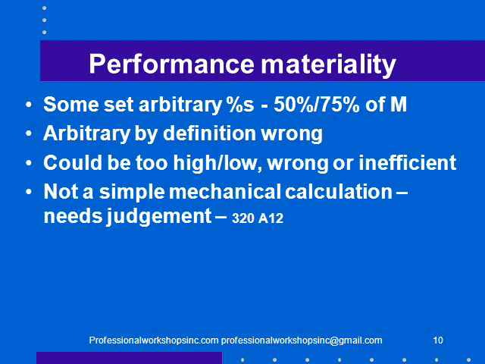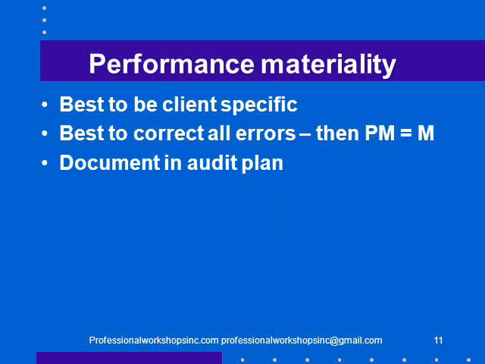Some people set performance materiality arbitrarily by a percentage, 50%, 75% of materiality. And anything that's arbitrary is by definition wrong. It could be too high and wrong, or too low and inefficient. And besides that, professional standards tell us that it's not a simple mechanical calculation, and it needs judgment by the auditor. So it's best to be client-specific, best to correct all errors, and then performance materiality is almost equal to materiality, and best to document that in the audit plan.